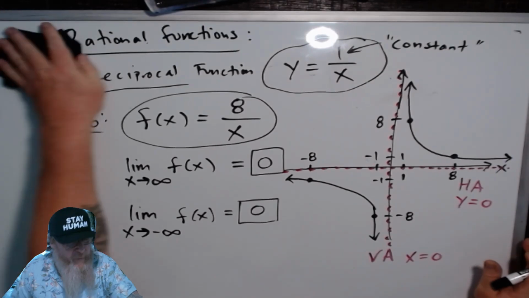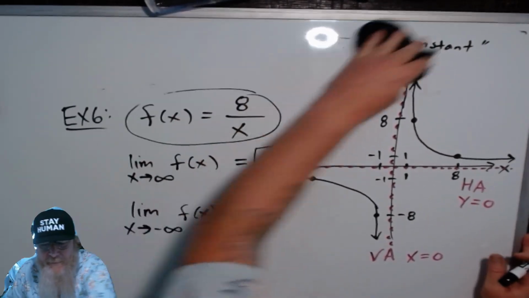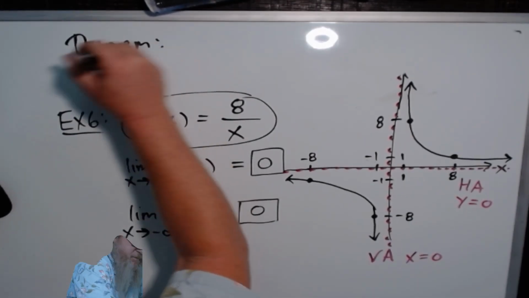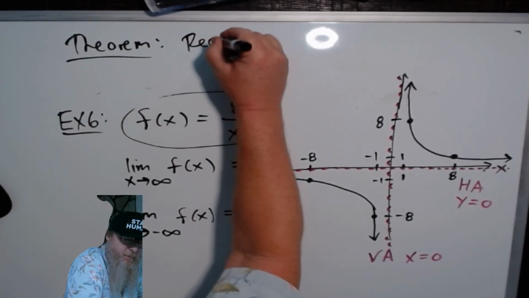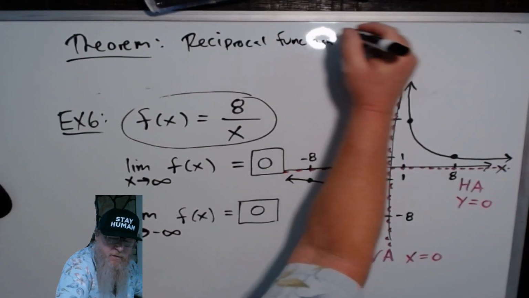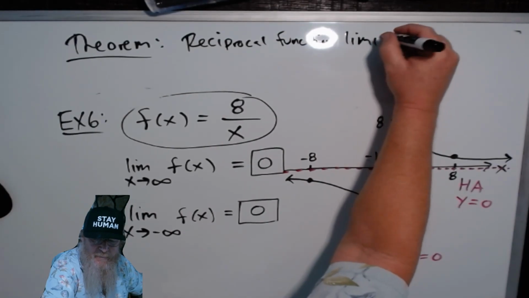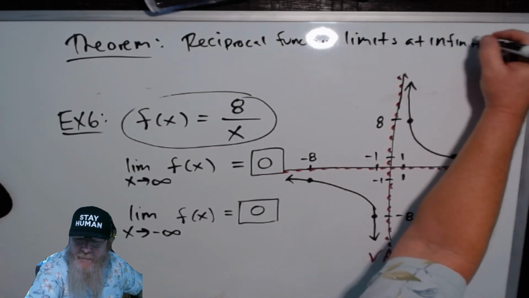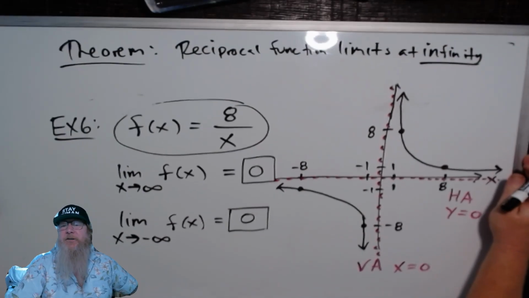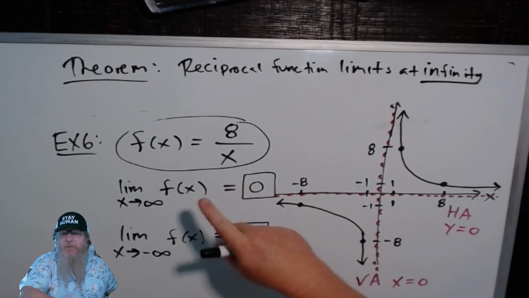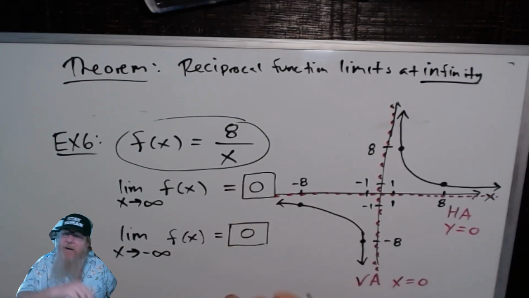Let's illustrate a theorem. A reciprocal function limit at infinity. And I should probably mention that whenever I give a theorem about infinity, I really mean both sides of infinity, so negative and positive. I just don't want to write that.